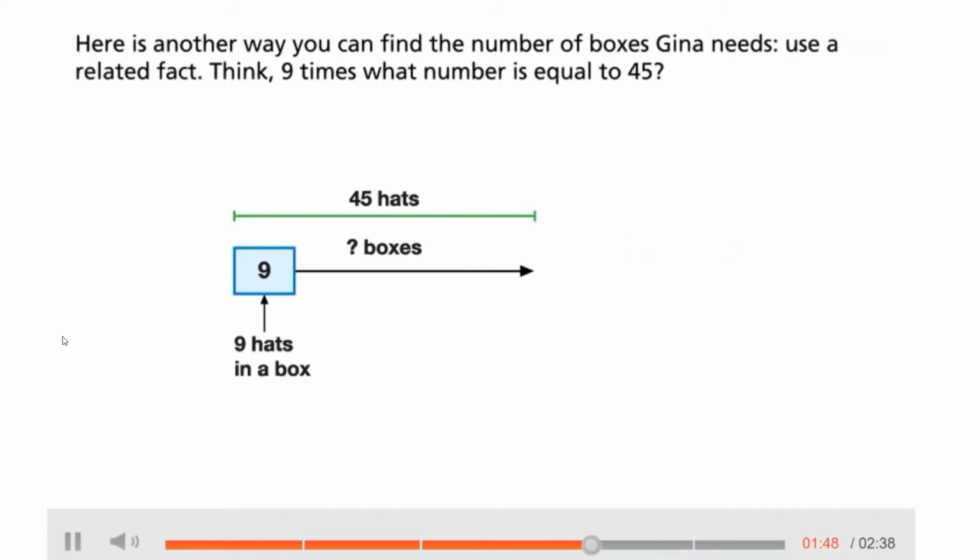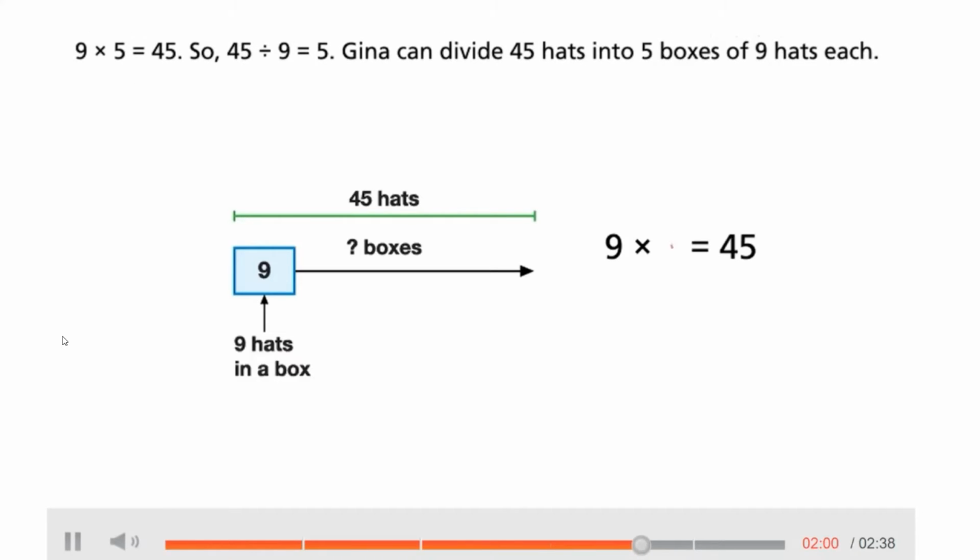Here is another way you can find the number of boxes Gina needs. Use a related fact. Think, 9 times what number is equal to 45? 9 times 5 is equal to 45. So 45 divided by 9 is equal to 5. Gina can divide 45 hats into 5 boxes of 9 hats each.